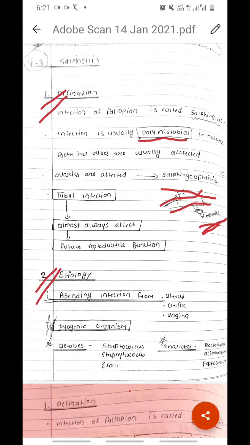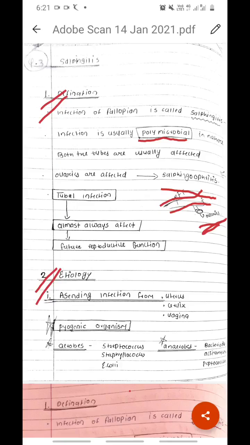Both tubes are usually affected, and if the ovary is also infected, we call it salpingo-oophoritis. As we all know, infection of the ovaries is called oophoritis. So when both conditions occur at the same time, it is termed salpingo-oophoritis.